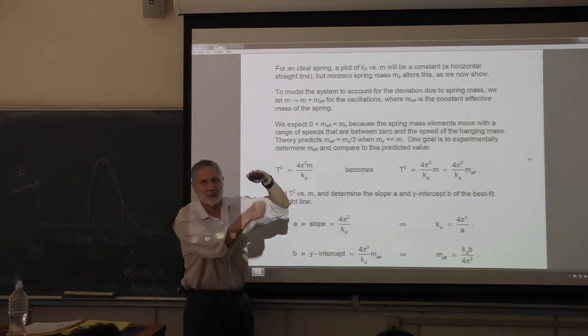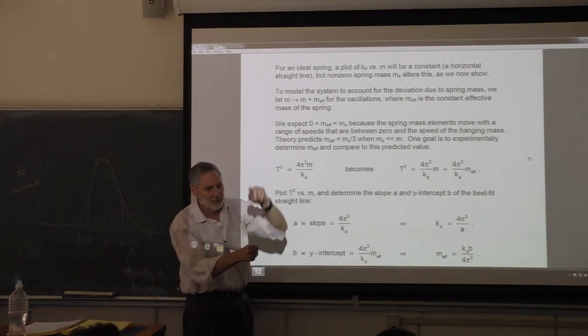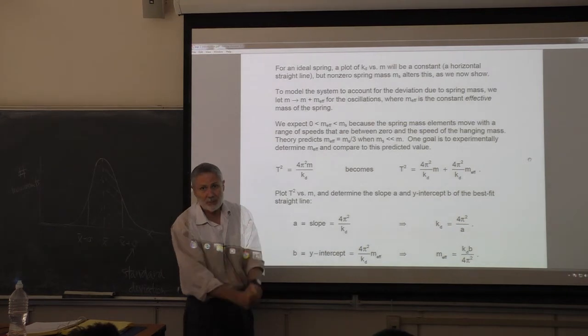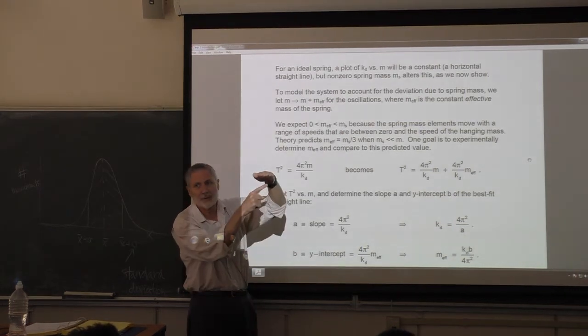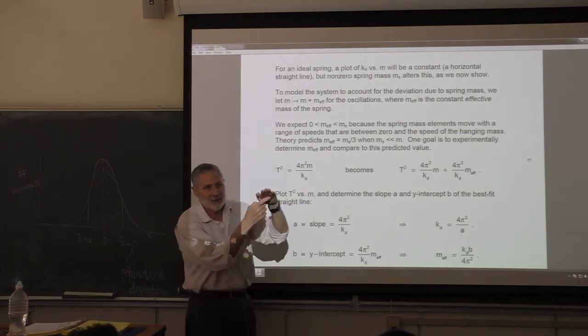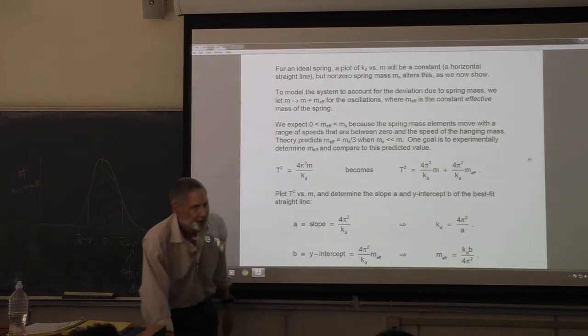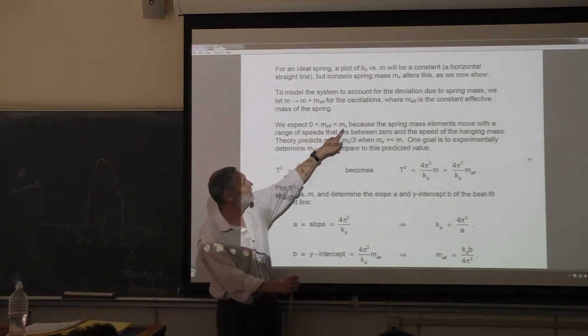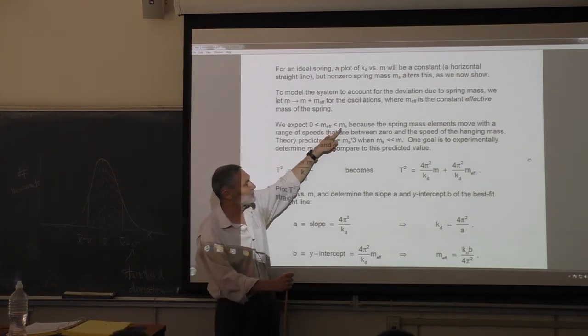Remember we got this spring, it's going like this. So the spring has mass, right? The mass of the spring down here is fully participating in the motion. What about up here? It's not. It's hardly moving at all. So we would expect the effective mass to be between 0 and the mass of the spring.